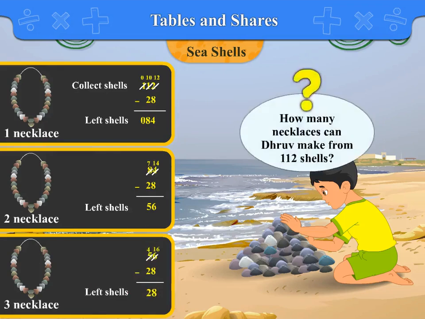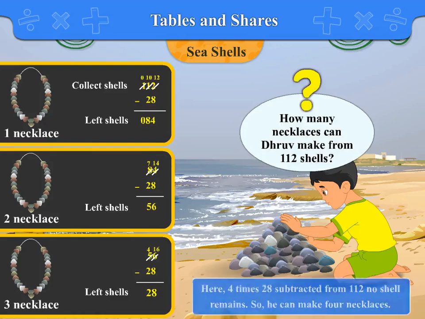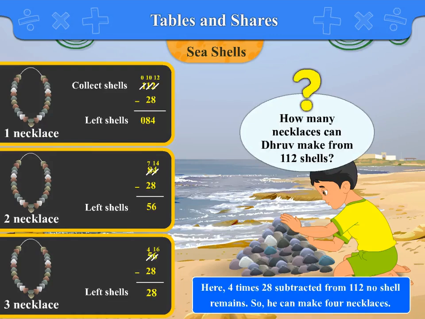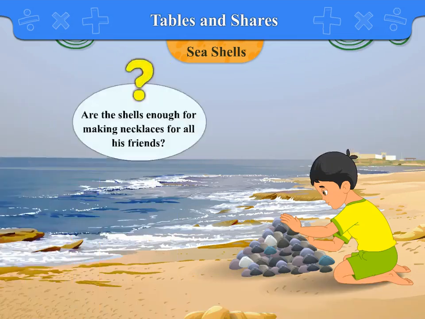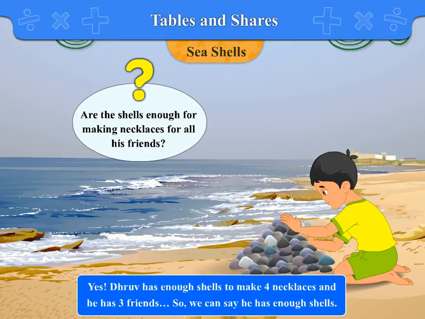How many necklaces can Dhruv make from 112 shells? Here, 4 times 28 subtracted from 112, no shell remains. So, he can make 4 necklaces. Are the shells enough for making necklaces for all his friends? Yes, Dhruv has enough shells to make 4 necklaces and he has 3 friends. So, we can say he has enough shells.